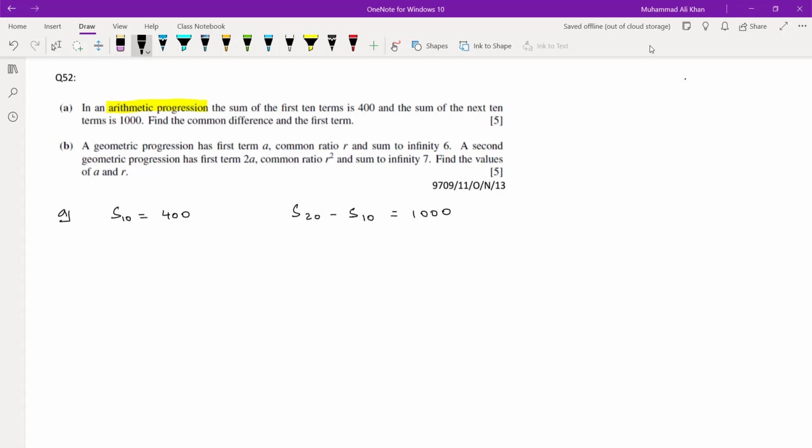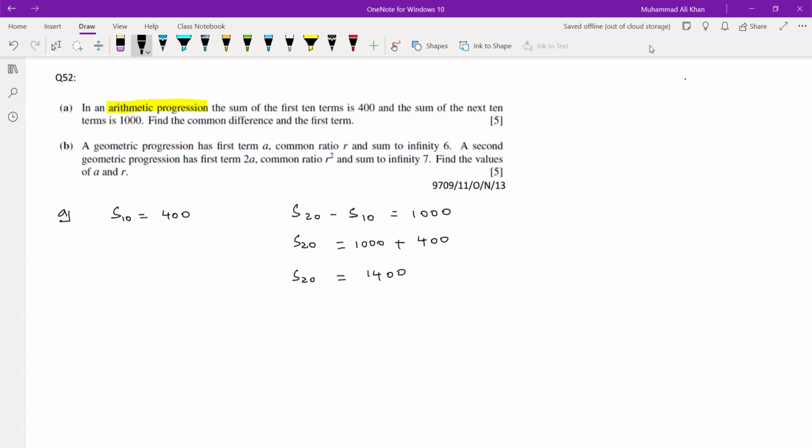Now, find the common difference and the first term. We have to calculate a and d. चलते हैं जनाब, वर्किंग स्टार्ट करते हैं. S20 equals 1000 plus S10. And what is S10? 400. तो पता ये चला जो कंप्लीट 20 टर्म्स का सम कितना आ गया? 1400. और पहली 10 टर्म का सम 400, और पहली 20 टर्म्स निकालेंगे तो कितना आ जाएगा? 1400. एनी कंफ्यूजन?